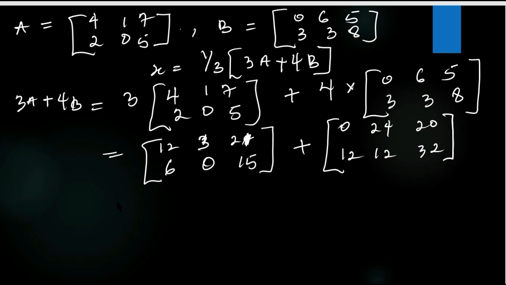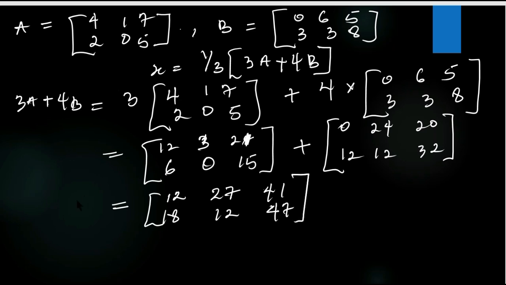Now we can add them. When adding, it's cumulative. So we'll pick each item: the item in row 1 and column 1 of A will be added to the item in row 1 and column 1 of B. Row 2, column 1 of A will go to row 2, column 1 of B. So my addition now becomes 12 plus 0, that's 12. 3 plus 24, that's 27. 21 plus 20, that's 41. 6 plus 12, that's 18. 0 plus 12, that's 12. And finally, 15 plus 32, that's 47.